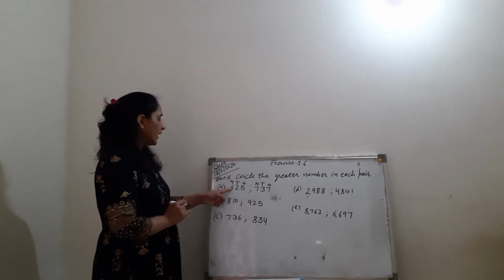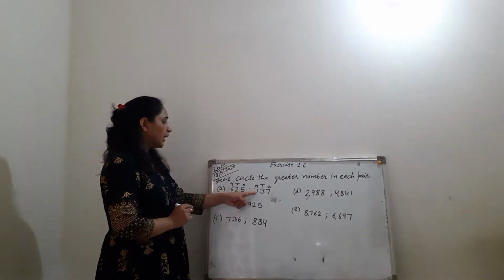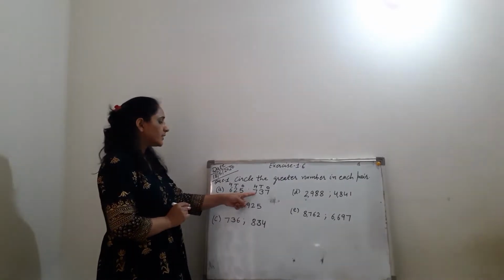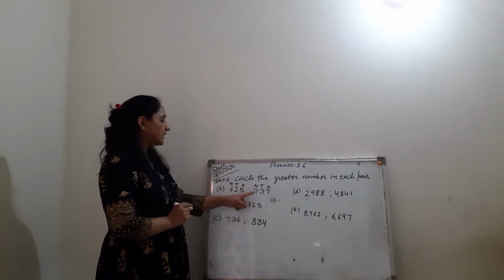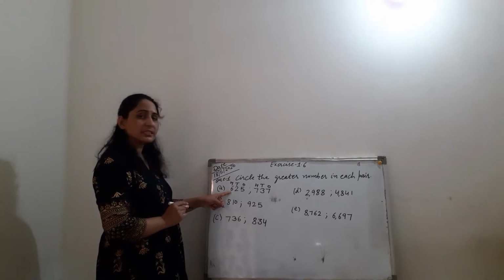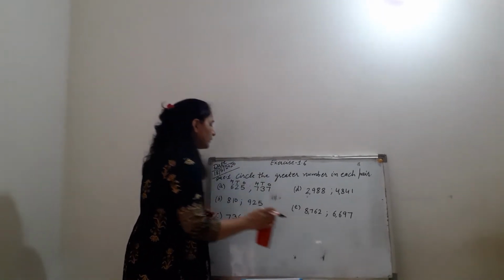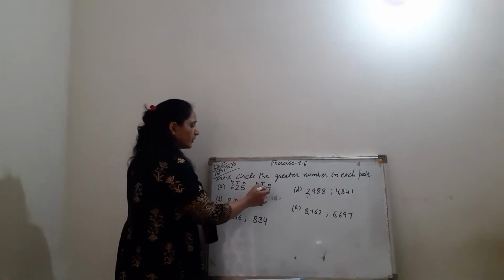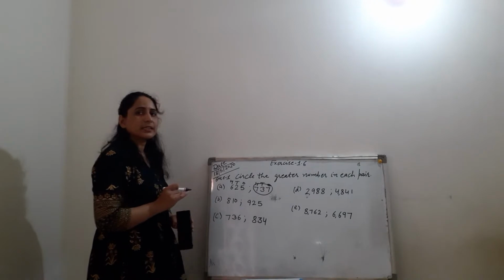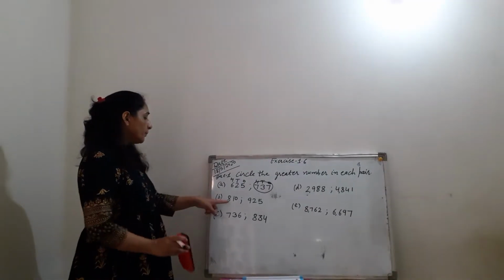Clear? So here in the hundreds place there is 6 and in the hundreds place there is 7. So which one is greater? 7. When we read it, it is 737 and it is 625. So which number is greater? 737 is greater. So we circle this greater number. Clear?